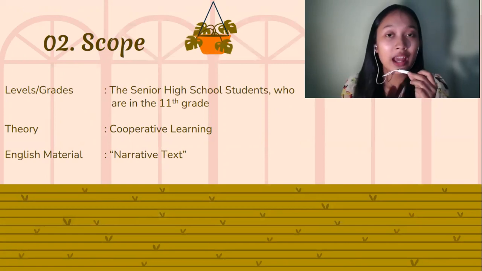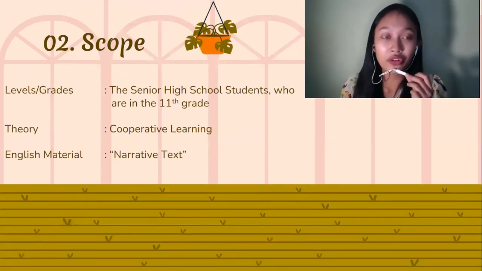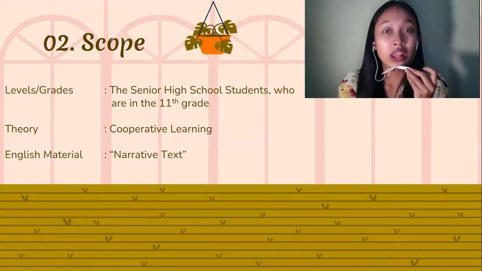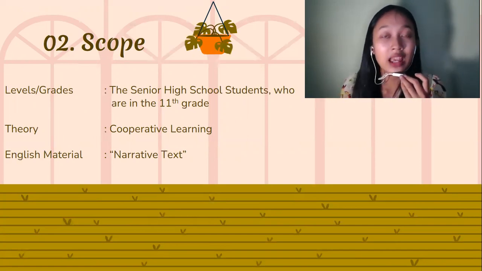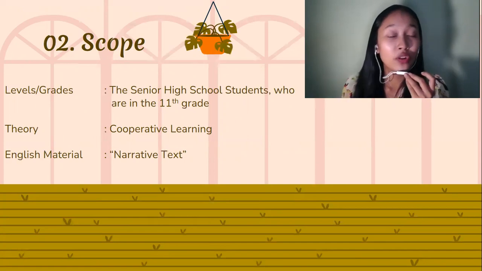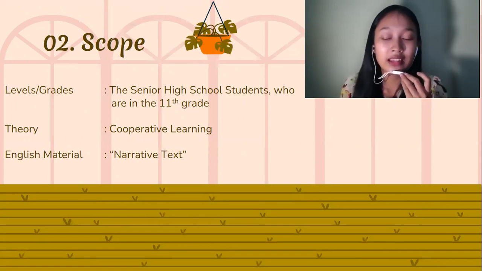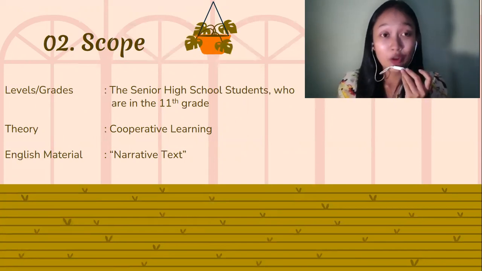So narrating is actually one of the strategies that you may use when you choose the cooperative learning theory. And here, the English material that will be covered by this strategy is the narrative text. So the students here will learn about the definition of narrative text, and then types of narrative text, which consist of fable and personal experiences and any other type of narrative text, as well as language features of the narrative text itself. That is all about the scope.